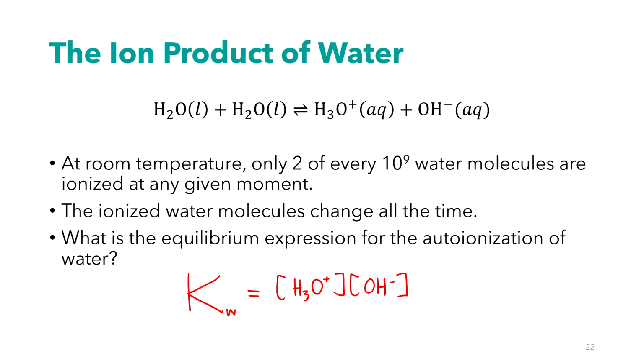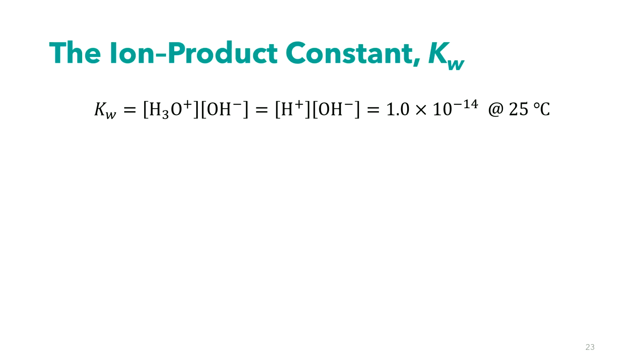We're going to work with that for the next couple of slides. At 25 degrees Celsius, we know that value. It's 1 times 10 to the negative 14th. It's a really, really small number, right? So we have really small concentrations of H+ and OH- in pure water.